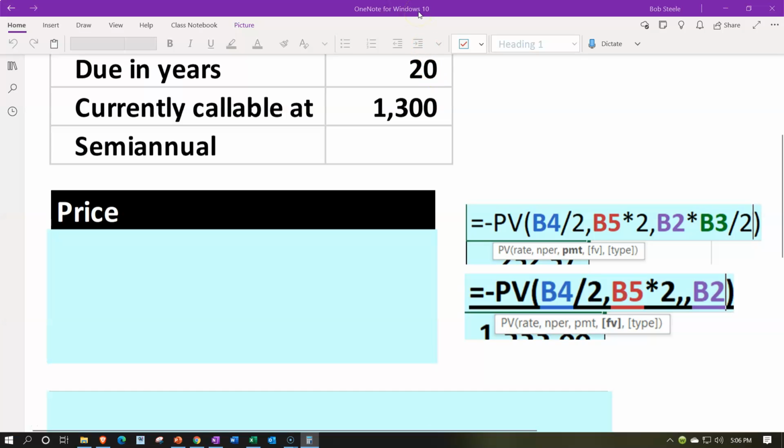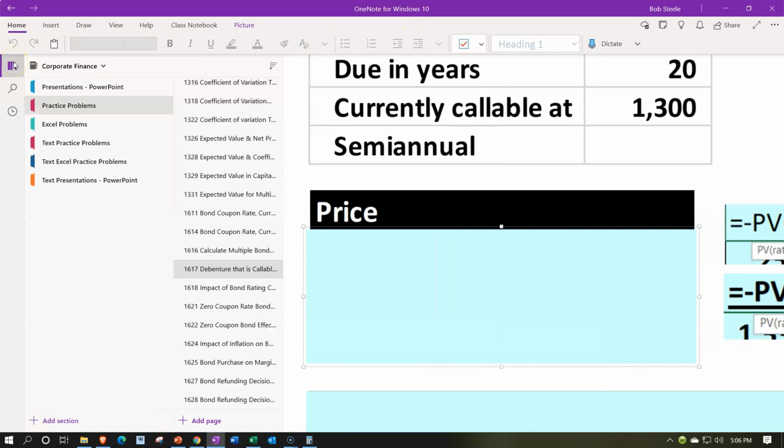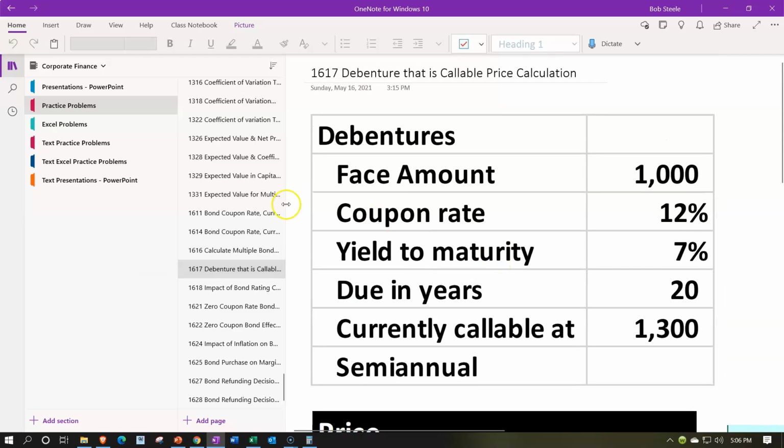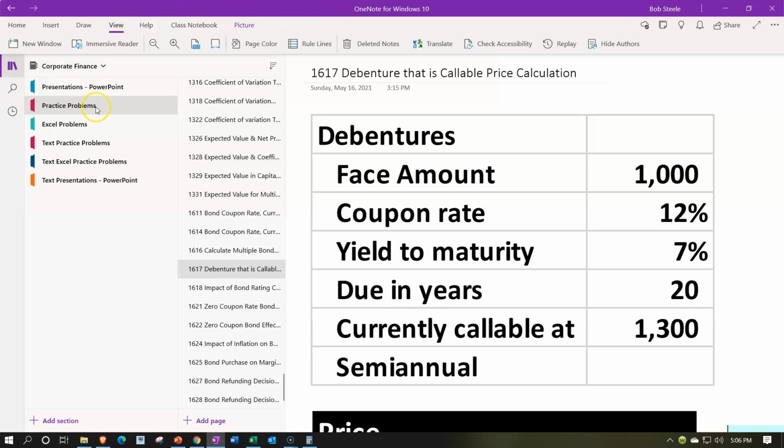If you have access to OneNote and would like to follow along, you're not required to, but if you would like to, we're in the icon on the left-hand side, Practice Problems tab, down in the 1617 Debenture that is callable price calculation tab. Also note, when using OneNote, look at the immersive reader tool. Our presentations up top will be in the text areas as well. Same name, same number, but with transcripts that can be translated into multiple different languages and either listened to or read in them.